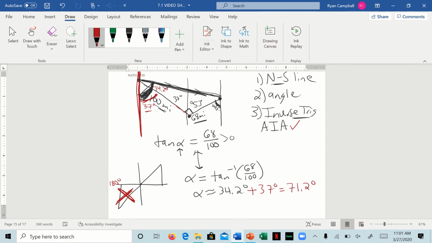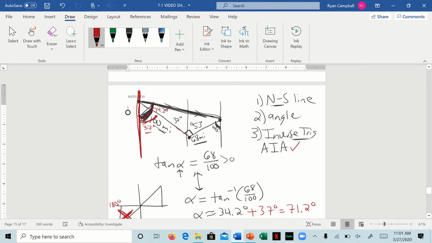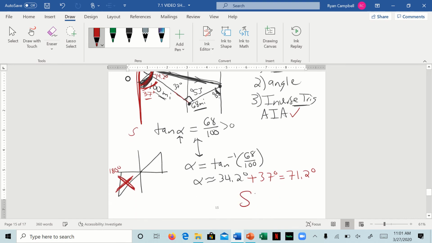So what direction are we going? This is our angle. We can definitely see we're going southeast, right? So the final answer is south, 71.2 degrees east.